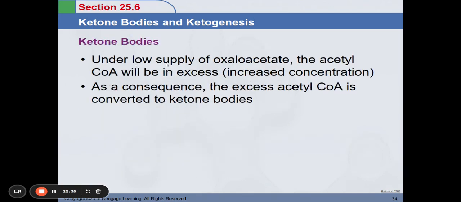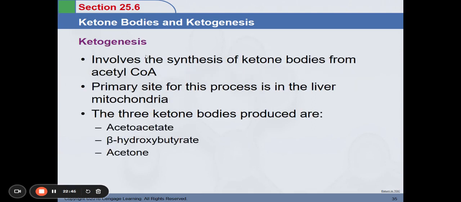So for ketone bodies, under a low supply of oxaloacetate, the acetyl-CoA will be in excess. As a consequence, the excess acetyl-CoA is converted into ketone bodies. We have this process we call ketogenesis. It involves the synthesis of our ketone bodies from acetyl-CoA.